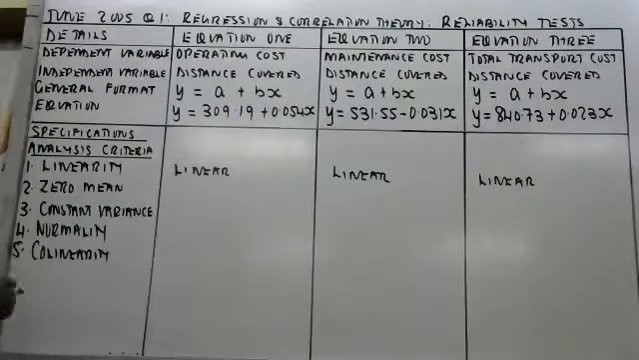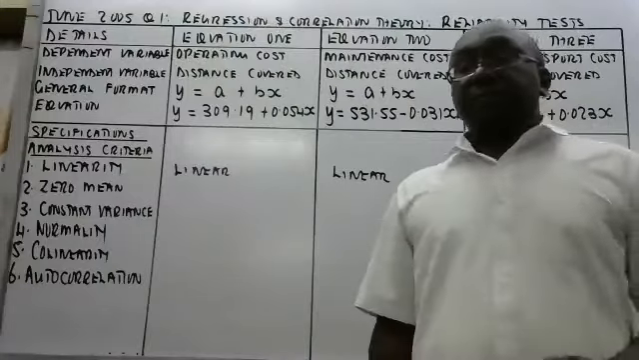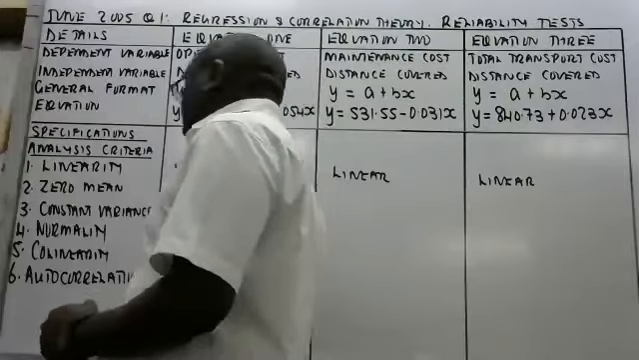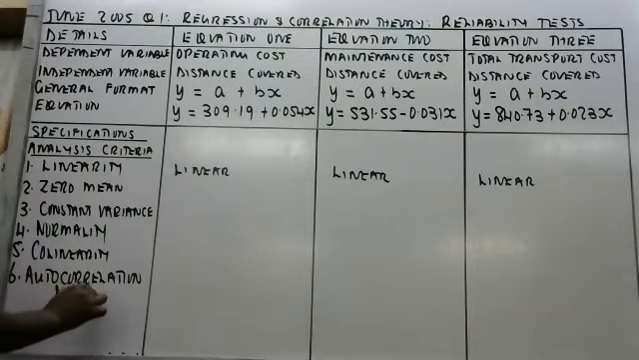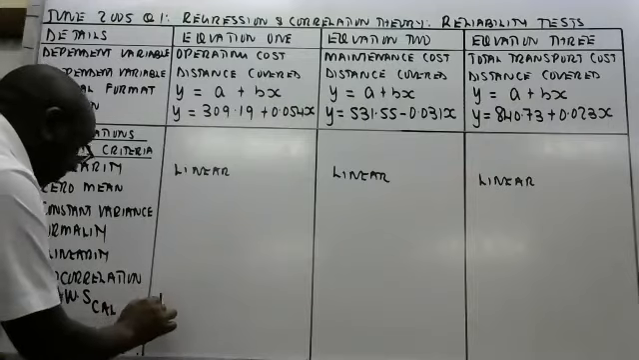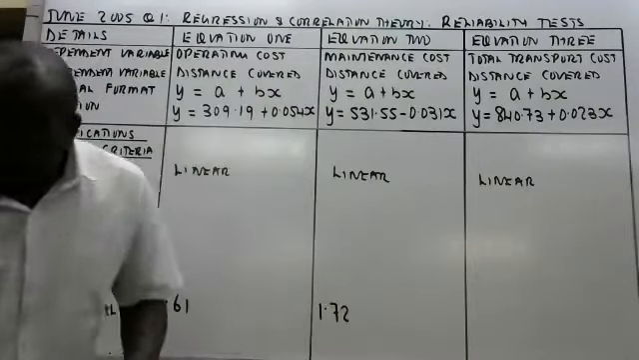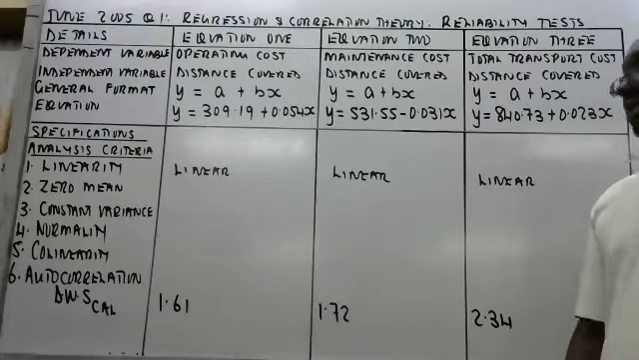And the last one is autocorrelation. So I'm just summarizing, hoping after this you will get your notes and check on those things in detail. Autocorrelation is tested using what we call the Durbin-Watson statistic. So you get the Durbin-Watson statistic calculated. Looking at equation one, the Durbin-Watson is 1.61. For equation two, it is 1.72. Equation three, it is 2.34. Those are the Durbin-Watson statistic values that you have been given.